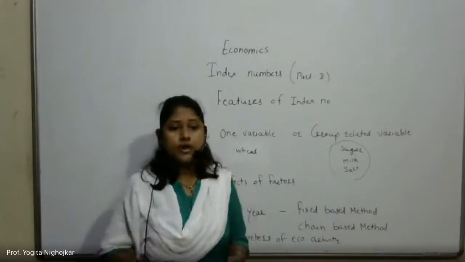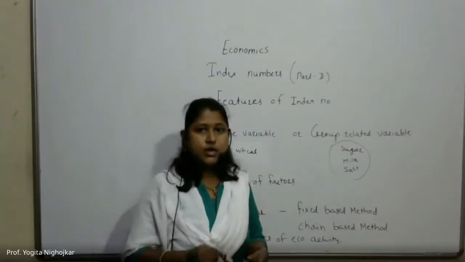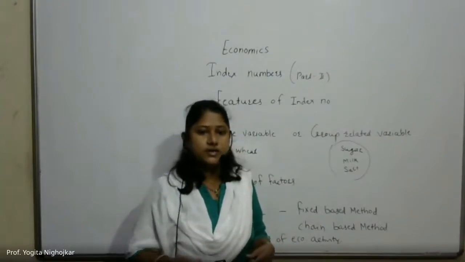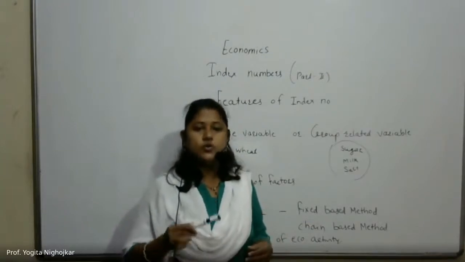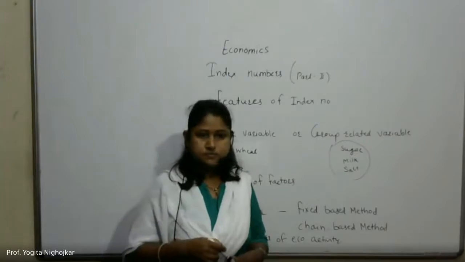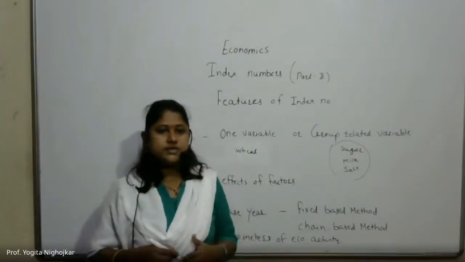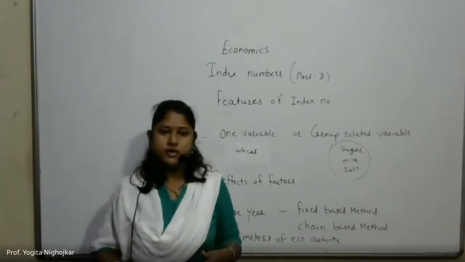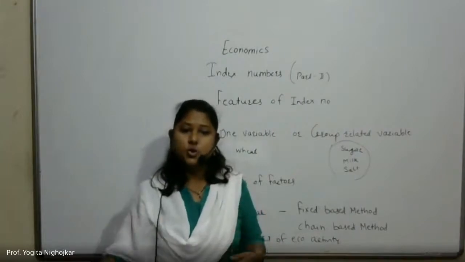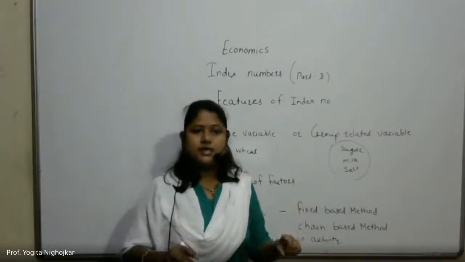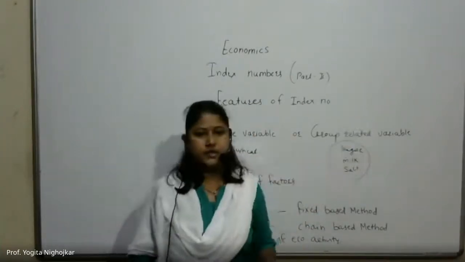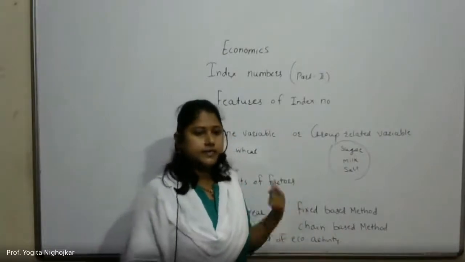Second is quantity index number. It measures the relative changes of physical quantities of goods or commodities that are produced, used, or sold. The goods or commodities can be a single item or a group of items, that is one variable or a group of related variables. Right? That is quantity index number.